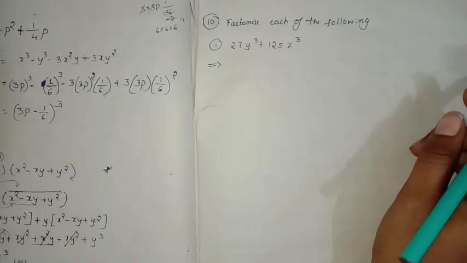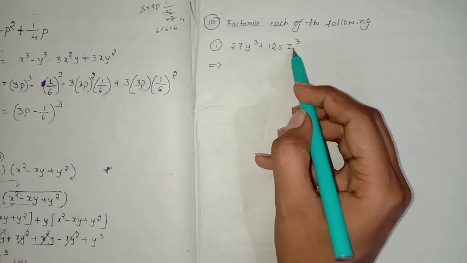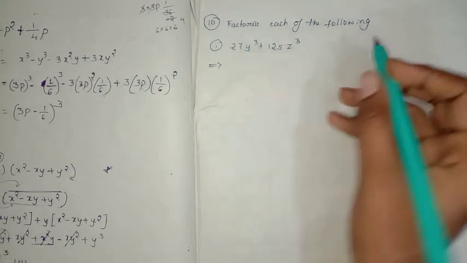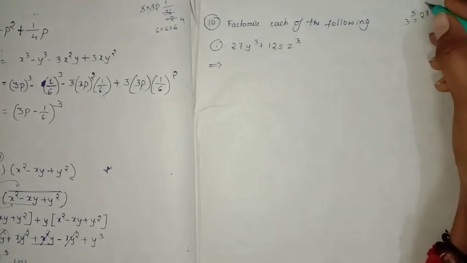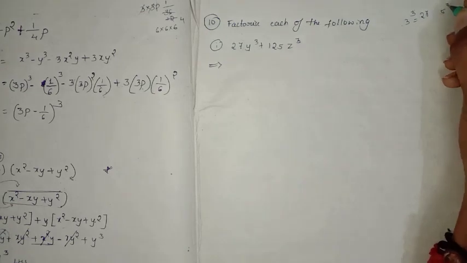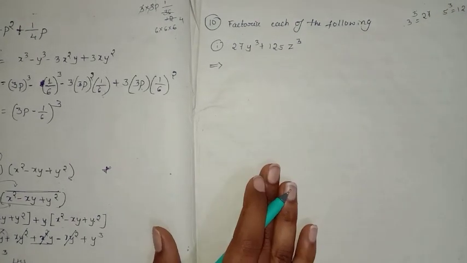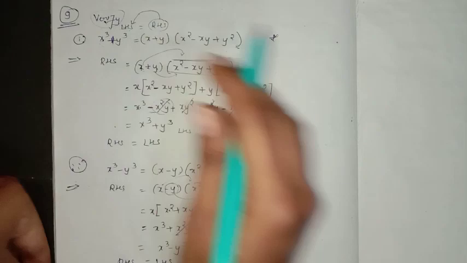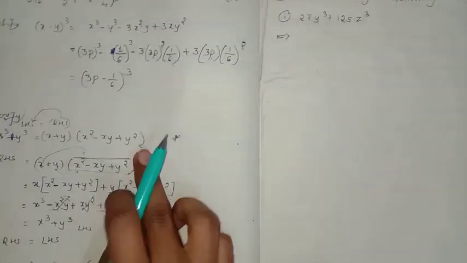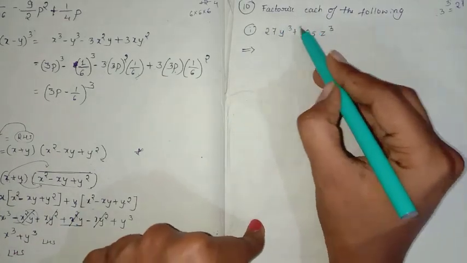Here you can observe the question, that is 27y cube plus 125z cube. You know that 27 is the cube of 3: 3 threes are 9, 9 threes are 27. And 5 cube is 125: 5 fives are 25, and 25 fives are 125. I told you in the previous class to remember the formula of x cube plus y cube, because it is necessary here also. So here it is in the form of x cube plus y cube.